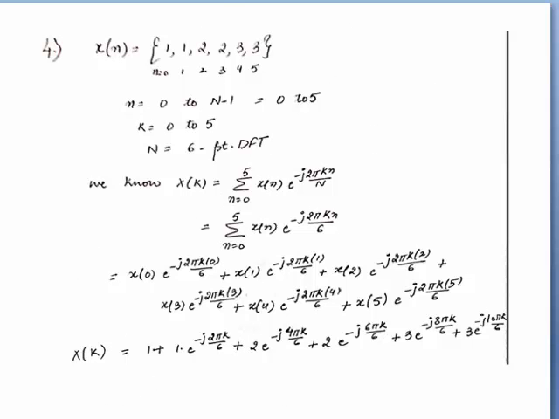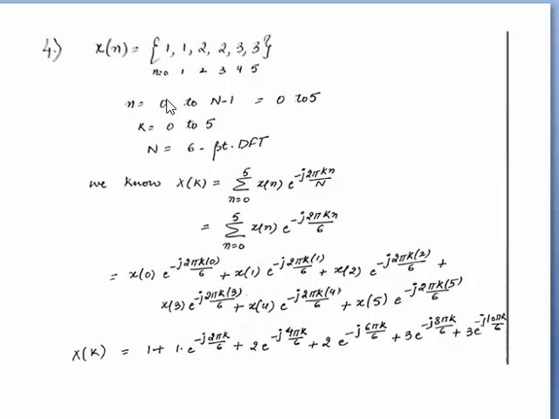Now in the next question we have to find out the DFT of a given sequence. In the given sequence, x of n is equal to 1, 1, 2, 2, 3 and 3. That means the length of the sequence is 6, where the range of n is 0 to 5. According to DFT the range of n is 0 to N minus 1. Now the total number of samples in our question is 6, so N minus 1 means 6 minus 1 is 5, so the range of n is 0 to 5.